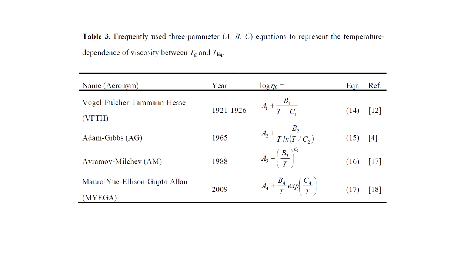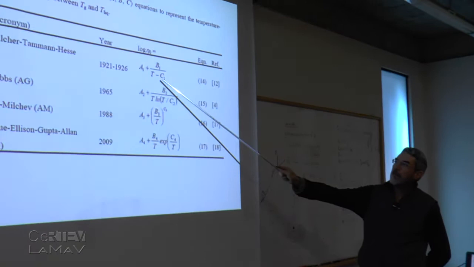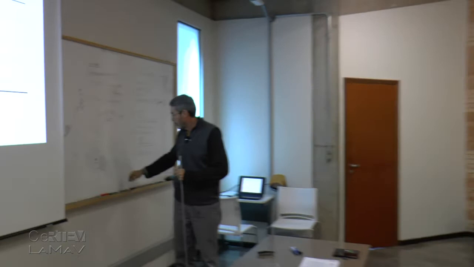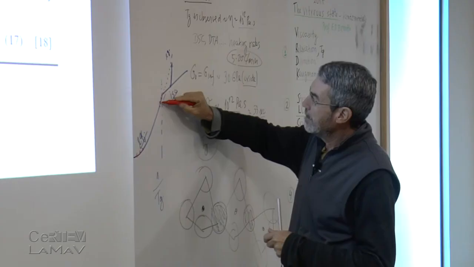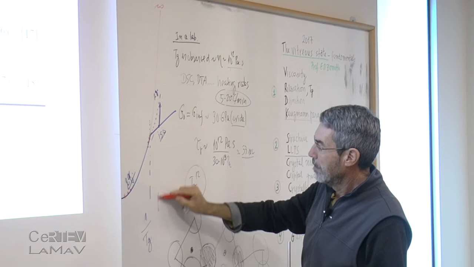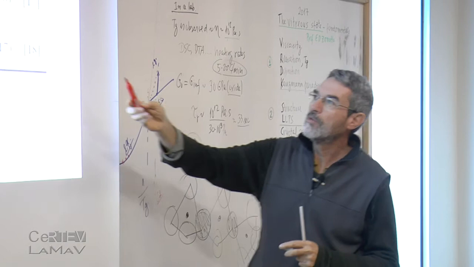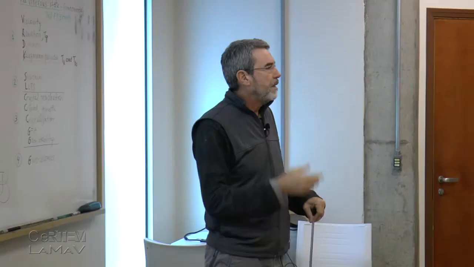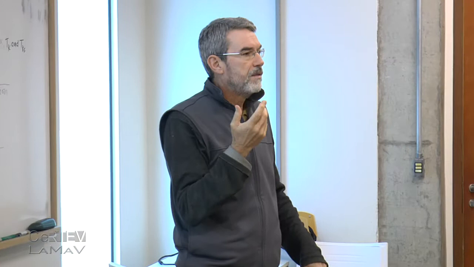what happens when the temperature is equal to C1? It goes to infinity. So the prediction of this equation is that the viscosity will go to infinity at some temperature C1. When the temperature tends to C1, it will go to infinity. This is strange, because why would the viscosity go to infinity? There's no clear reason.